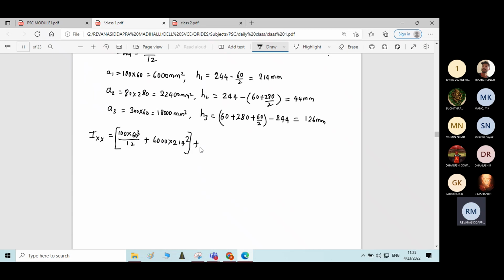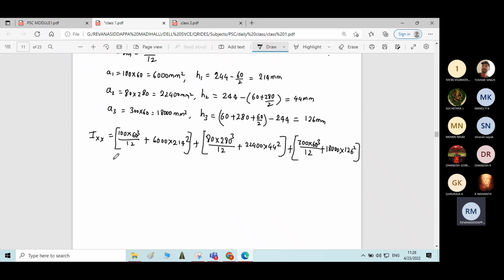Similarly, calculate for rectangle 2. BD cube by 12, where B is 80 is the width and 280 is the depth. 80 into 280 cube by 12 plus A2 H2 square. A2 is 22,400 into H2, which is 44 square. This is the calculation for rectangle 2. For rectangle 3, BD cube by 12, that is 300 is the width, 60 is the depth. 300 into 60 cube by 12 plus 18,000 into H3 square, 126 square.